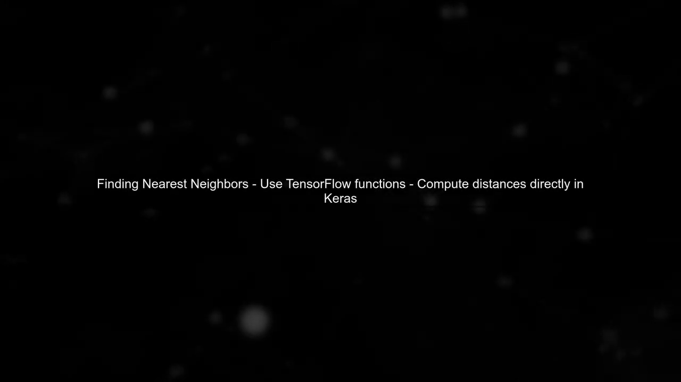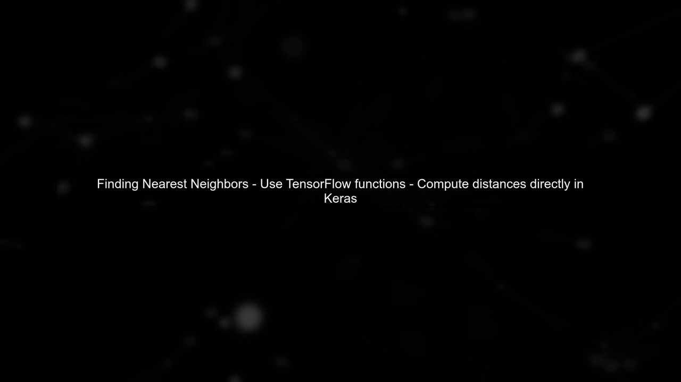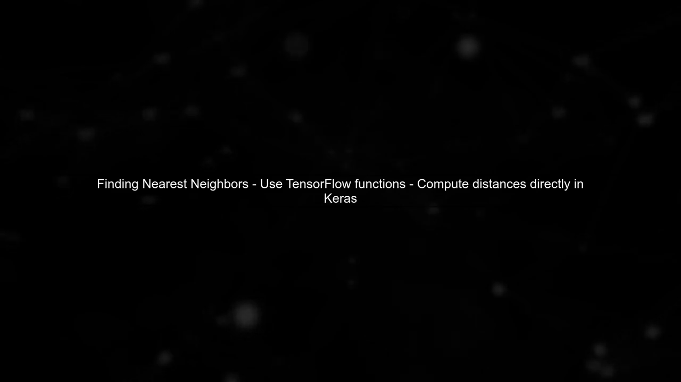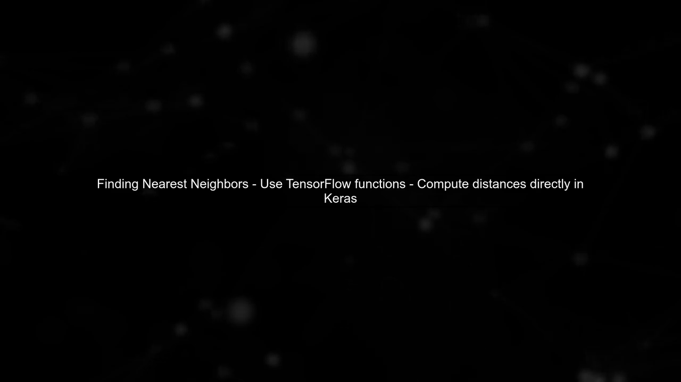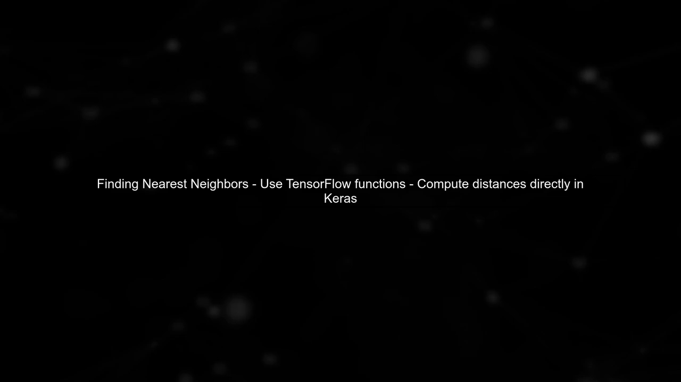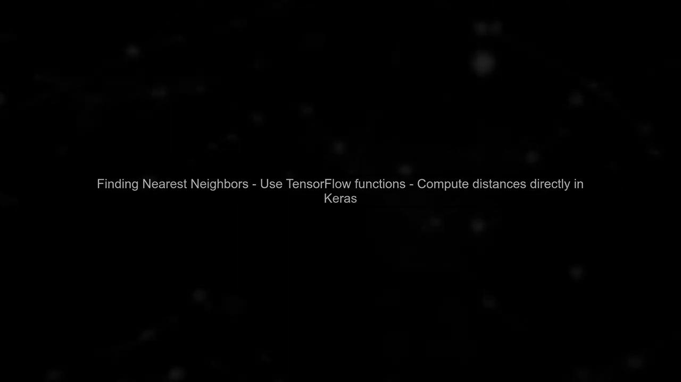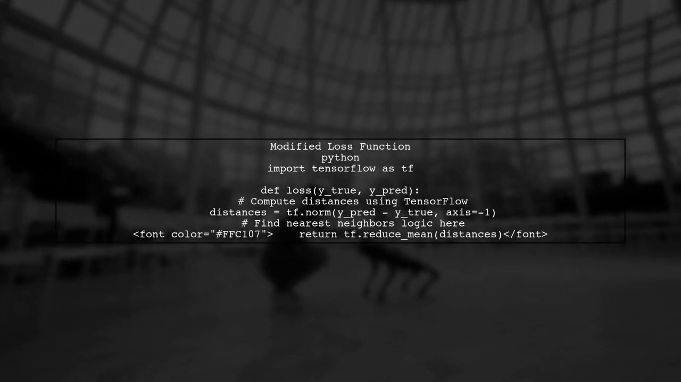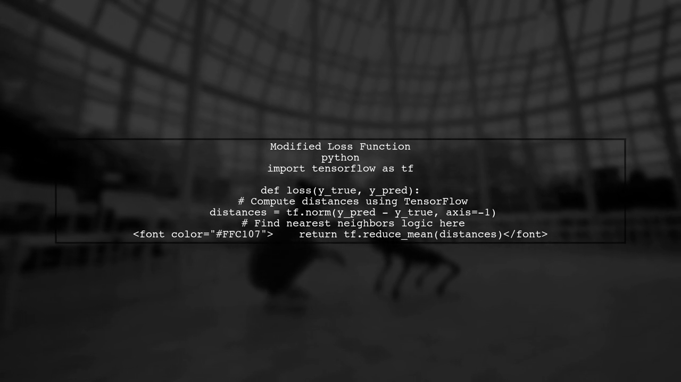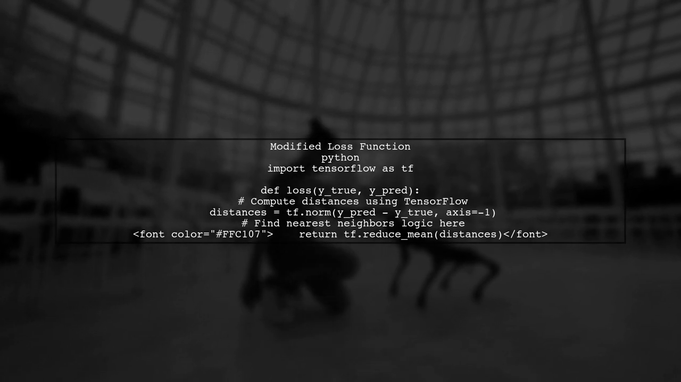For nearest neighbor calculations, we can use TensorFlow's built-in functions. For example, we can compute distances using TensorFlow operations and then find the nearest neighbors without converting to NumPy. Here's a modified version of your loss function that uses TensorFlow operations instead of NumPy. This way, we can avoid the invalid argument error.